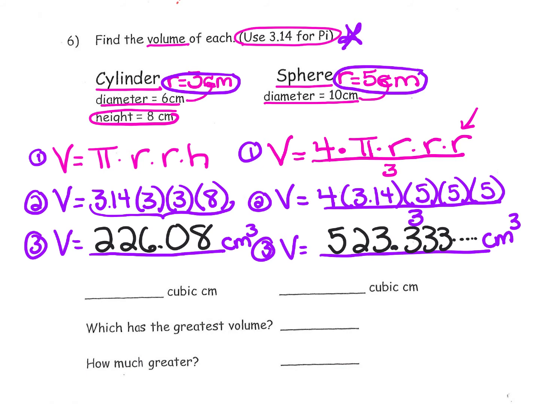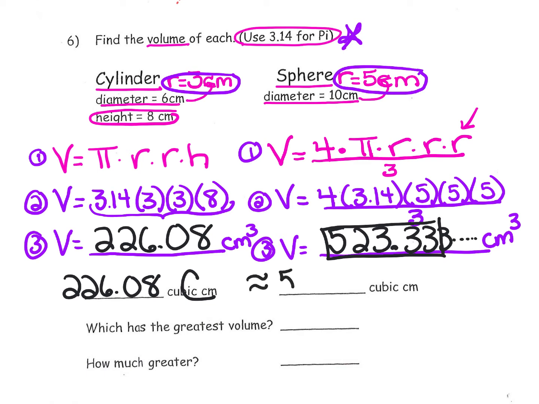For the cylinder, you should have gotten 226.08 cubic centimeters. Give yourself a C. We're going to round the sphere to the nearest hundredths. It's approximately 523 point, and we round to 33 hundredths. So, which one has the greatest volume?